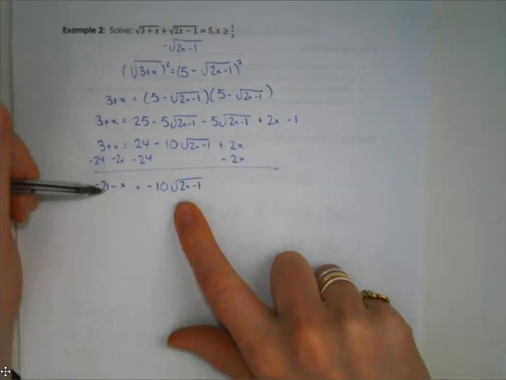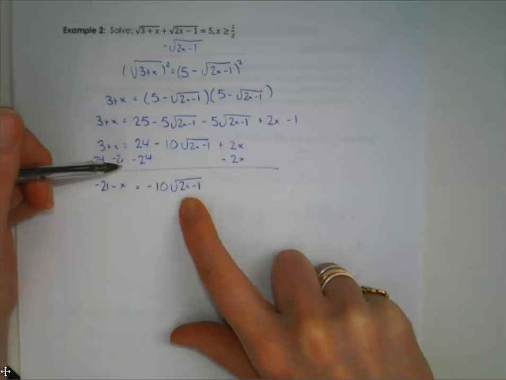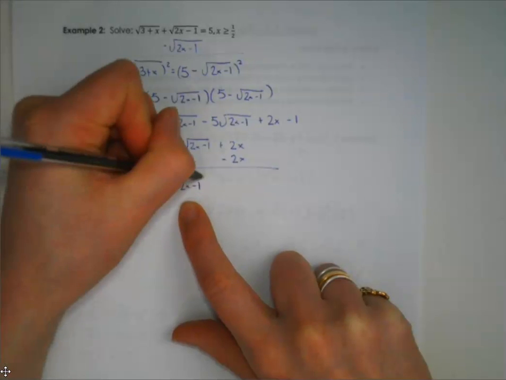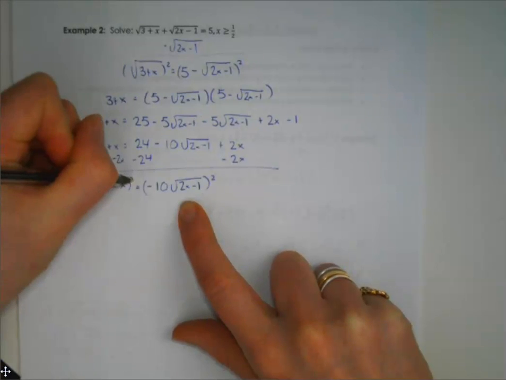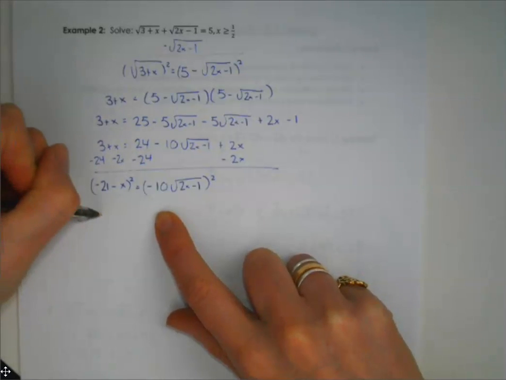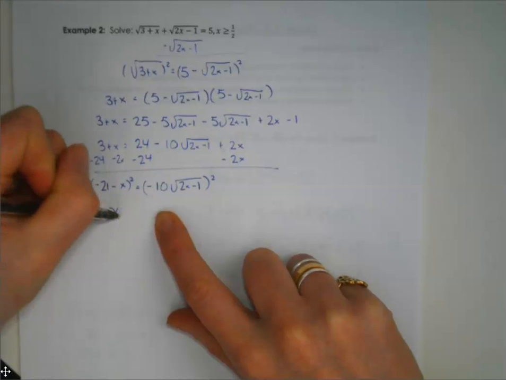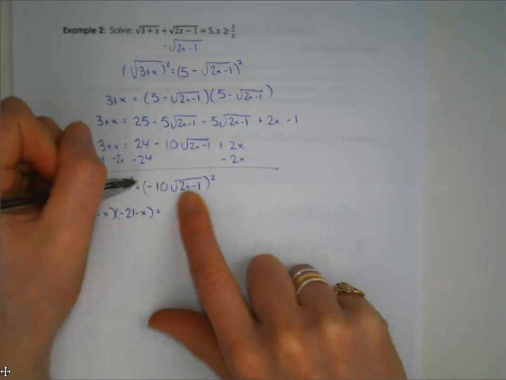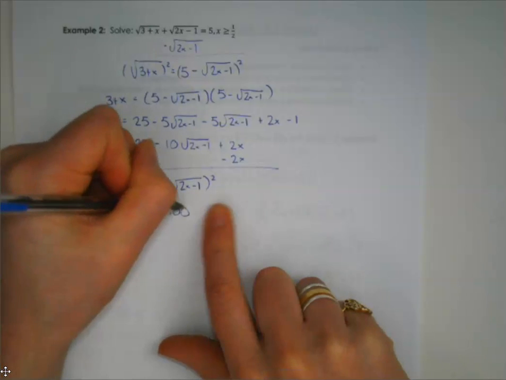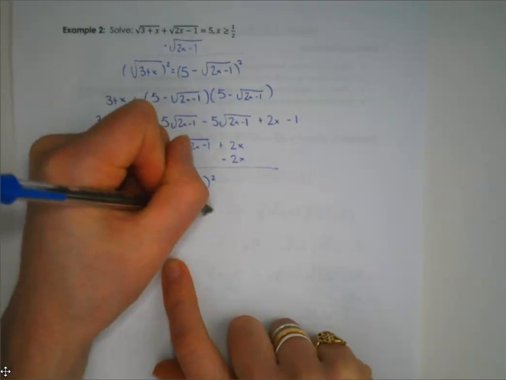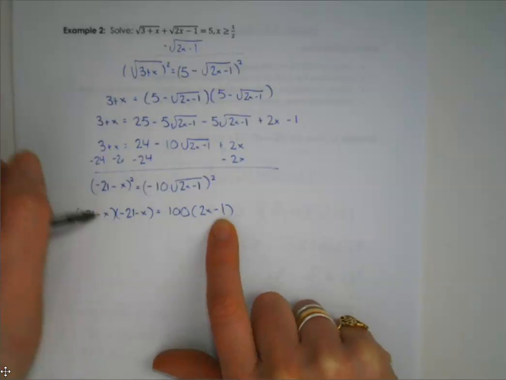Okay, so now again we still have one more radical. We want to try and isolate that, so same set of steps as we started with up here, right? We're just going through and basically repeating. We want to square both sides. So square that. Now that means we're going to have negative 21 minus x times negative 21 minus x. And then on this side, negative 10 squared is going to be 100. And the radical squared is just going to be what's inside of it, so 2x minus 1. So it's going to be 100 multiplied by what was under the radical there.